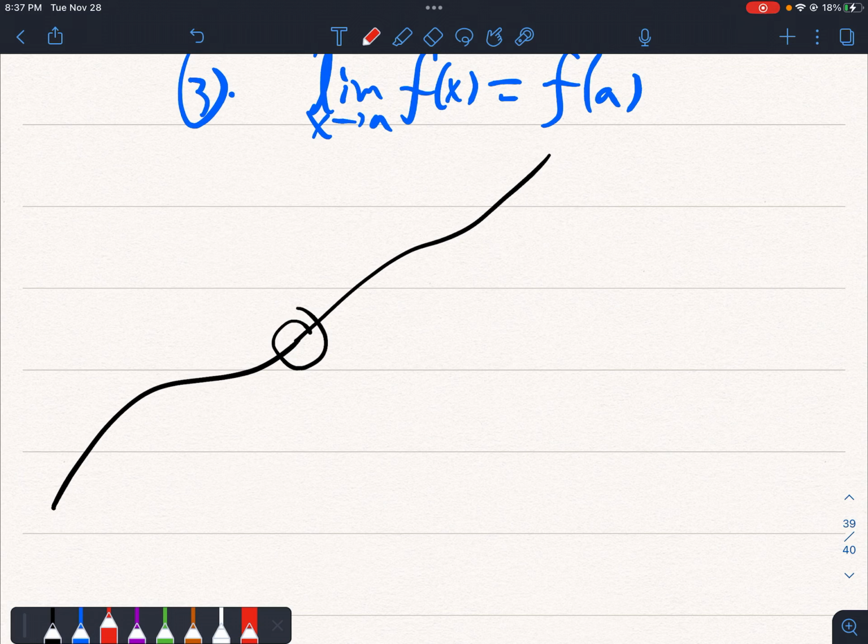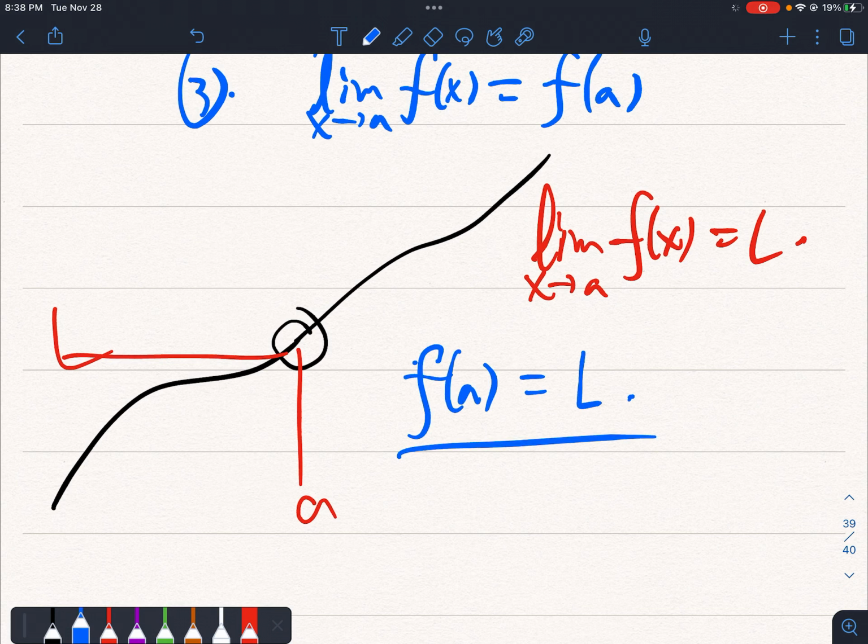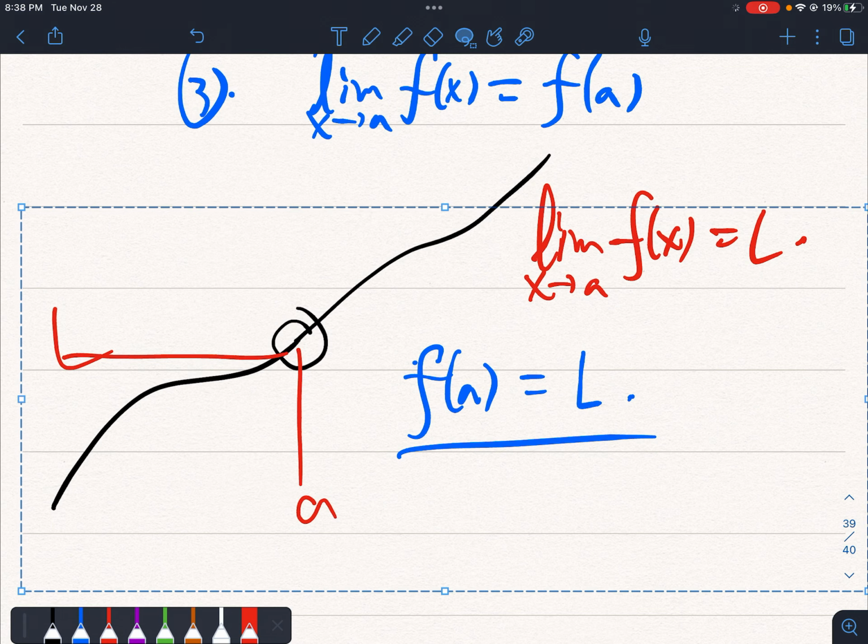So if it has a limit at this point, then it doesn't need to have a value at this point. Let's assume that it has no value at this point, and that the limit as x approaches a of f of x is equal to L. Then this is a and this is L. If you want this function to be continuous, you can define a value at f of a. What will the value be? It has to be L, because if you want this to be true, then you have to define f of a to be L.